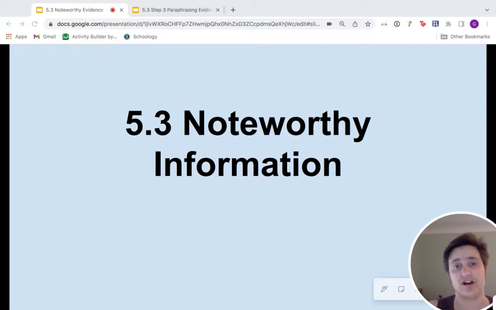Today we're going to talk about noteworthy information. You've found a few sources, you've skimmed them, maybe you've read some of them. How do you make sure you're getting the most out of those sources and finding the information that's going to be most useful for your research?